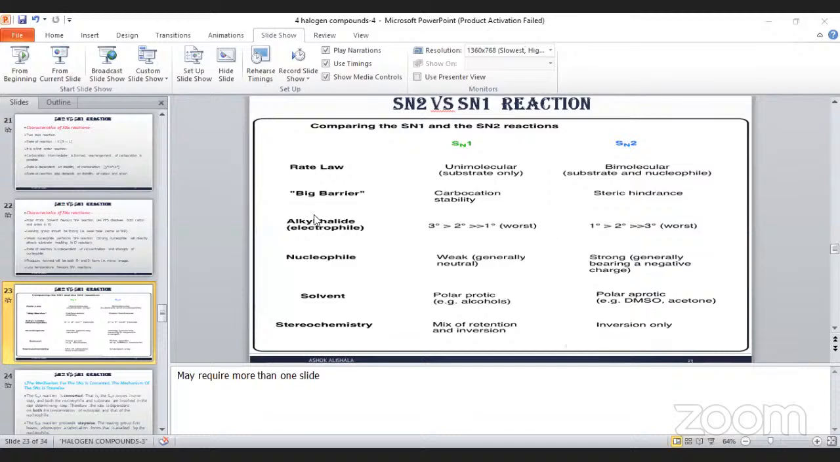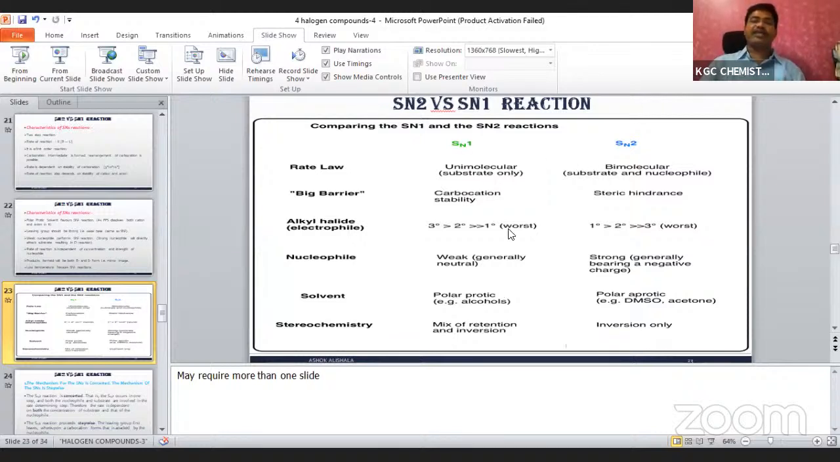Sorry for the interruption. See, rate law, SN1 and SN2. The rate law is unimolecular for SN1 and bimolecular for SN2. The big barrier is carbocation stability in SN1, whereas here it is steric hindrance in SN2. For alkyl halides, SN1 goes 3 degree, 2 degree, 1 degree. For SN2, 1 degree, 2 degree, 3 degree. The 3 degree is the worst in SN2, whereas in SN1, 1 degree is the worst.